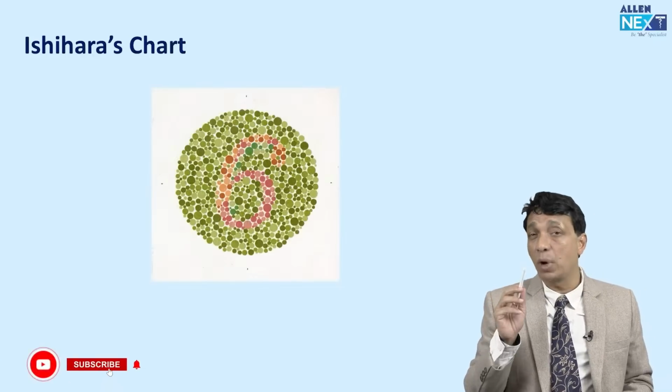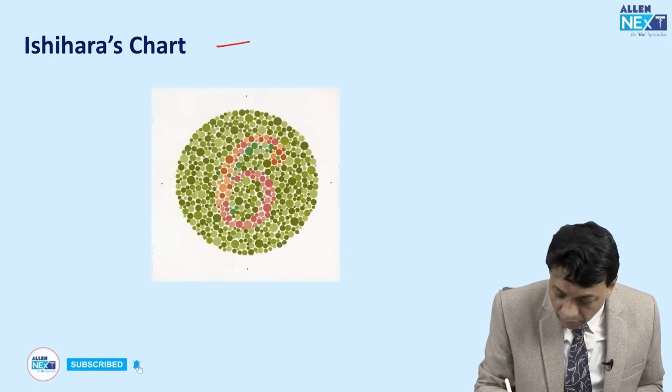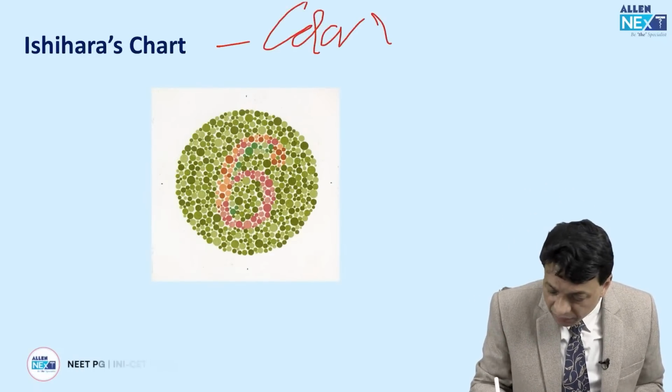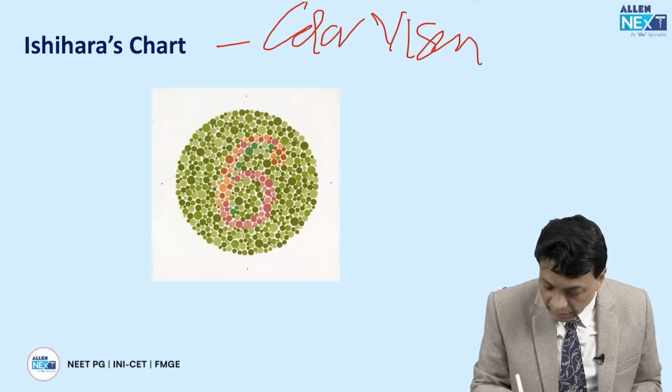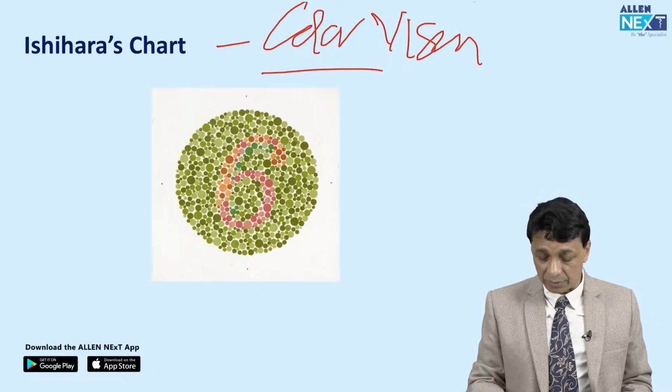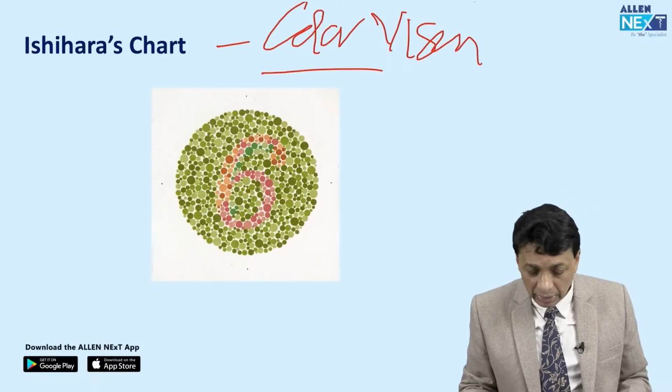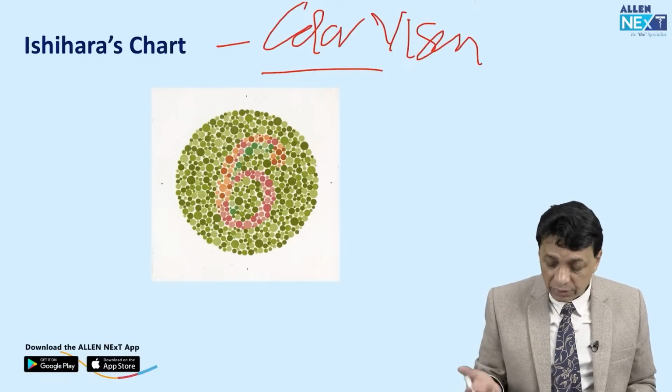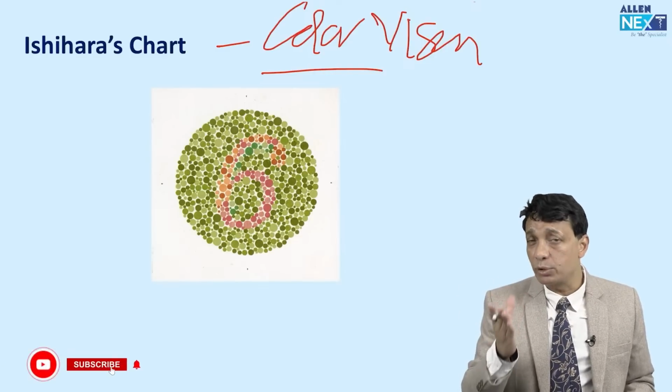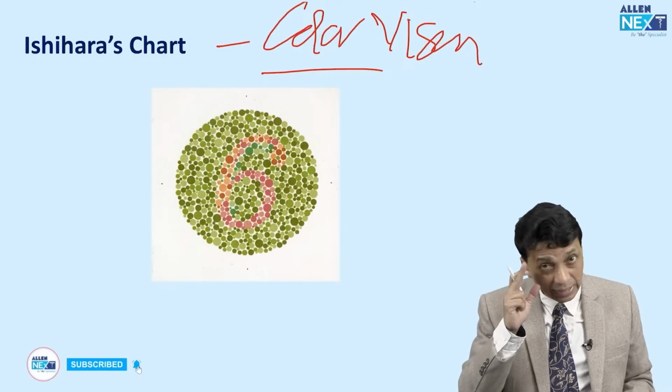Ishihara's chart you should have no difficulty identifying, for testing color vision. For color vision, Ishihara's chart looks like that. So we are rapidly coming to the end of all the basic instruments which you should recognize before the exam and in the exam too.